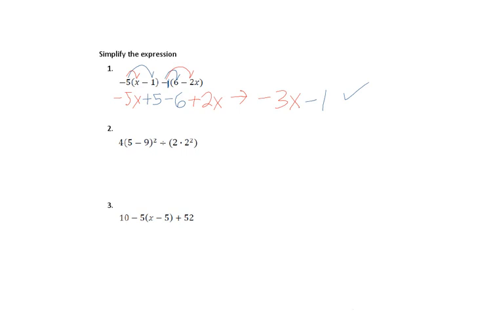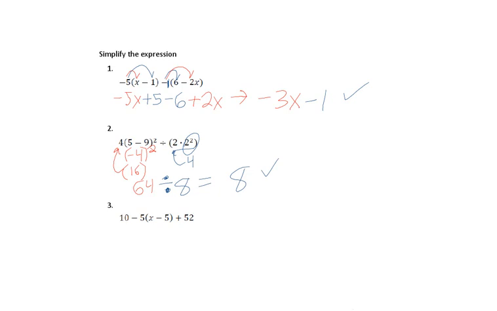Question 2. Let's do the parentheses first. 5 minus 9 is negative 4. Negative 4 squared is 16. And 16 times 4 is 64. Then 2 squared is 4, and 4 times 2 is 8. So 64 divided by 8 is 8.